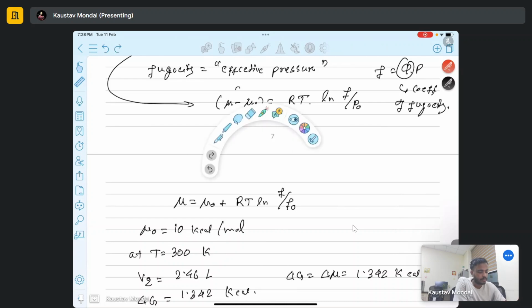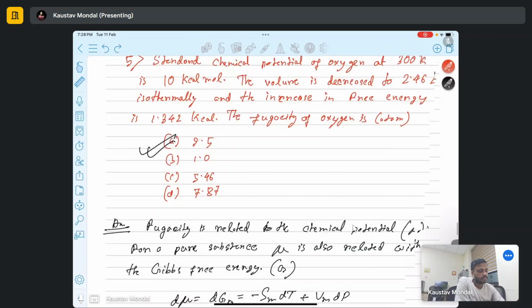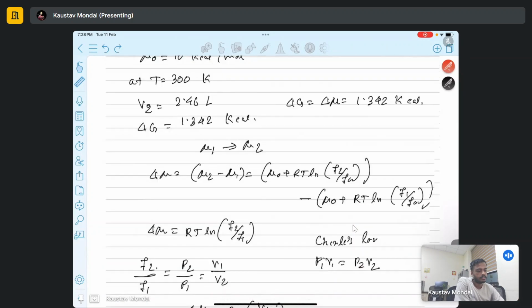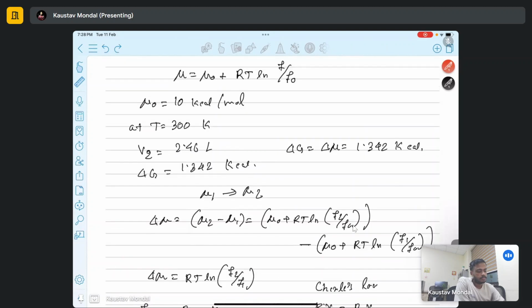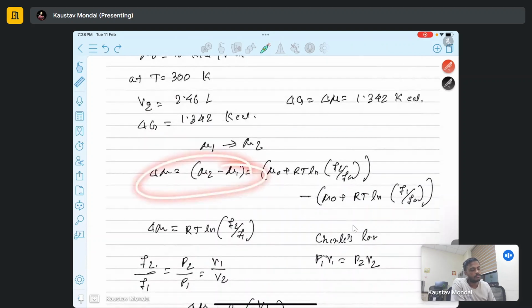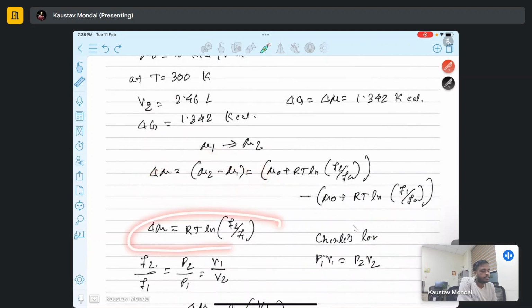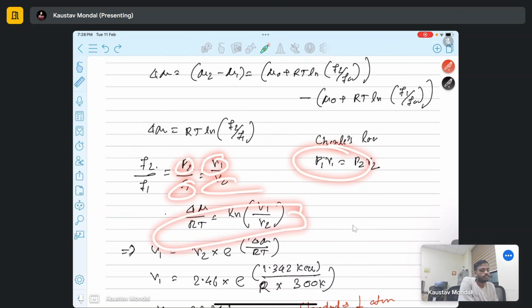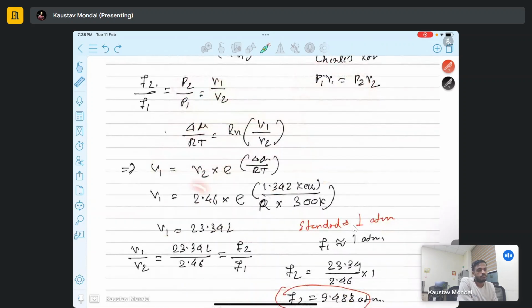Okay. So V2 is given, that is, after the contraction the volume decreases, so V2 is also given. So we first write all these things here, V2, delta G, and from delta G we have calculated the delta mu, and from that we write this expression. F2 by F1 is nothing but the effective pressure, so it can be P2 by P1, and P2 by P1 is again written as V1 by V2 from Charles law. Substitute all of this here, which basically gives you the value of V1.